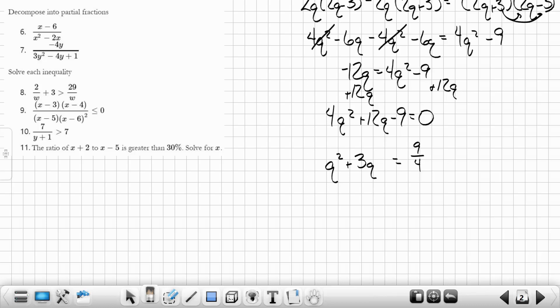From here, to complete the square, I divide that by 2 and square it, so I add 3 halves squared to both sides. This is now a perfect square. q plus 3 halves squared is equal to 9/4 plus 9/4, so that's 18/4.